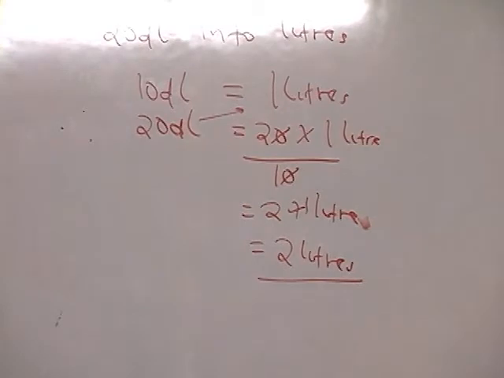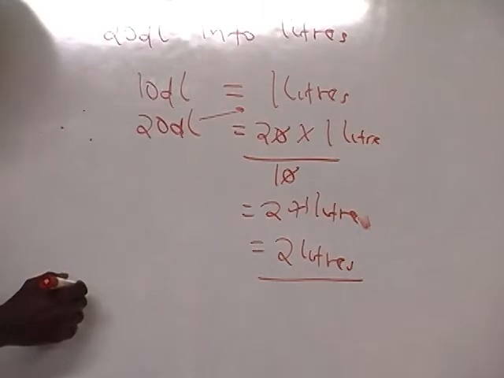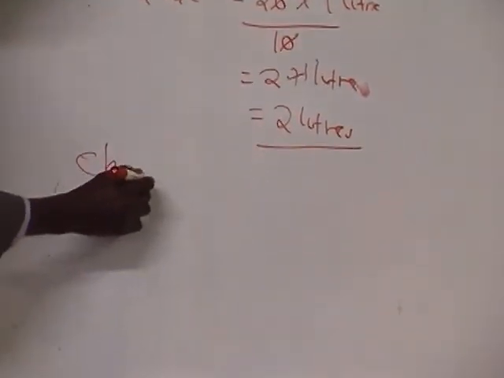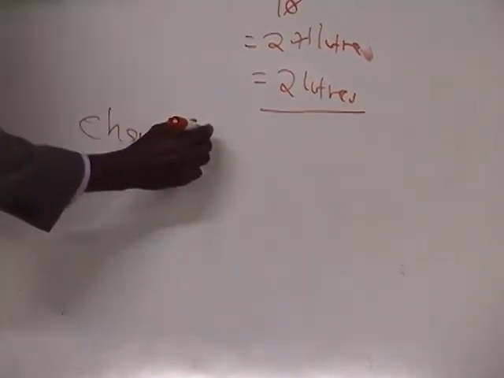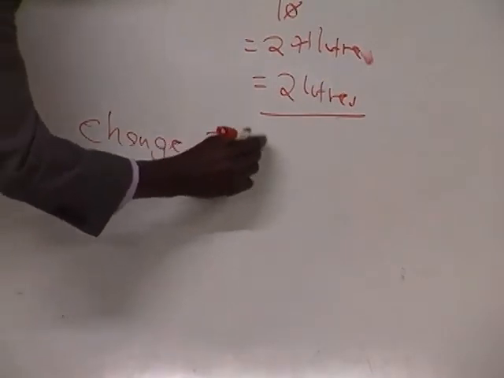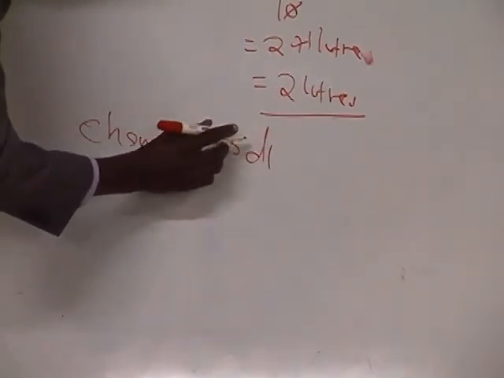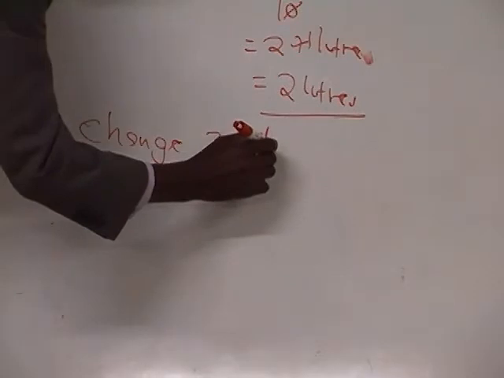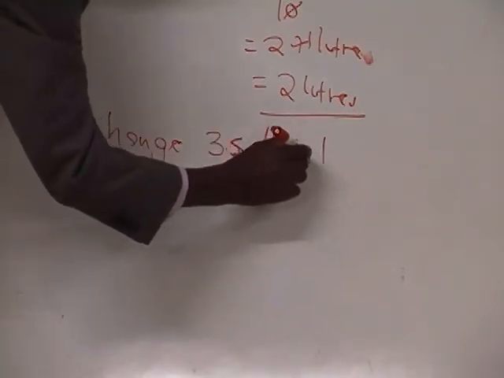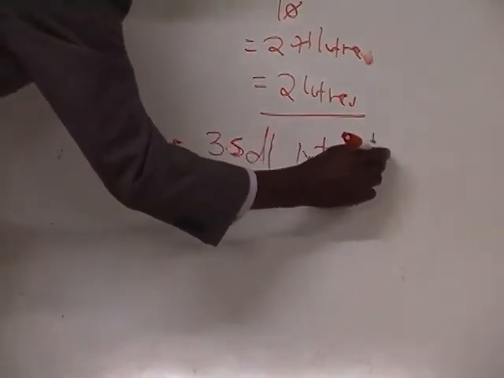Now, we can still check on how I'm going to convert example 2. So in example 2, I want us to convert or to change 35 deciliters into liters.